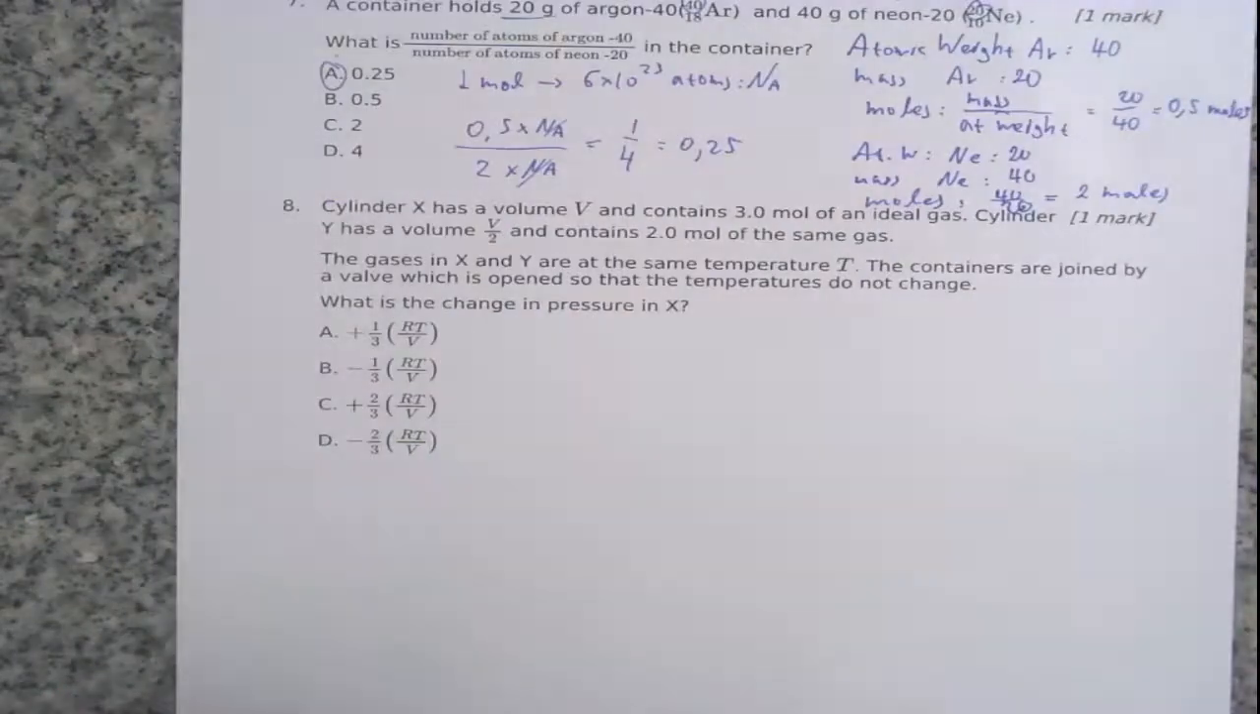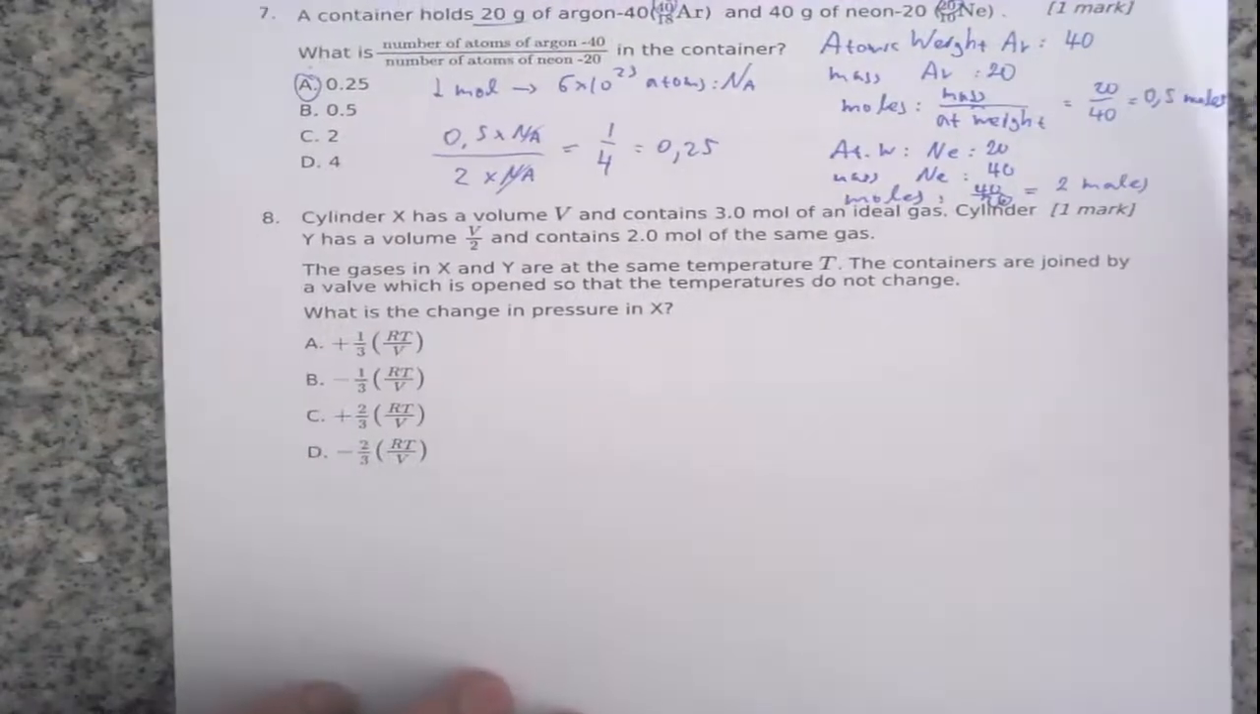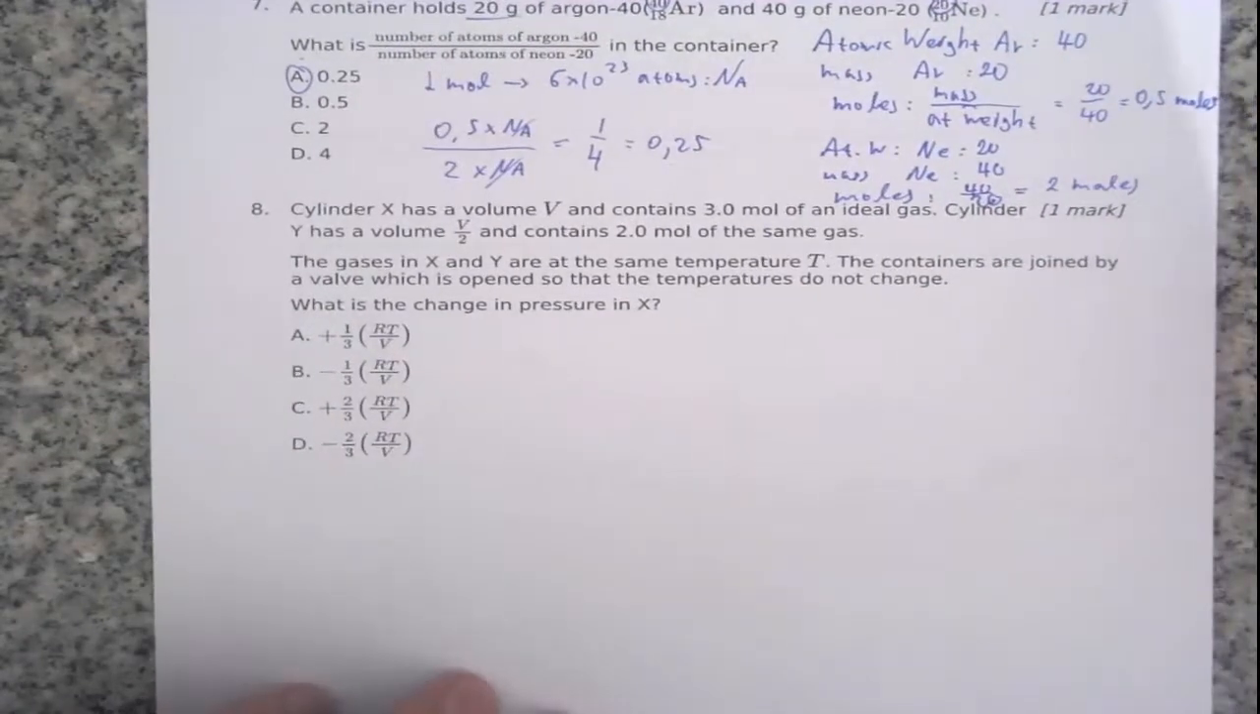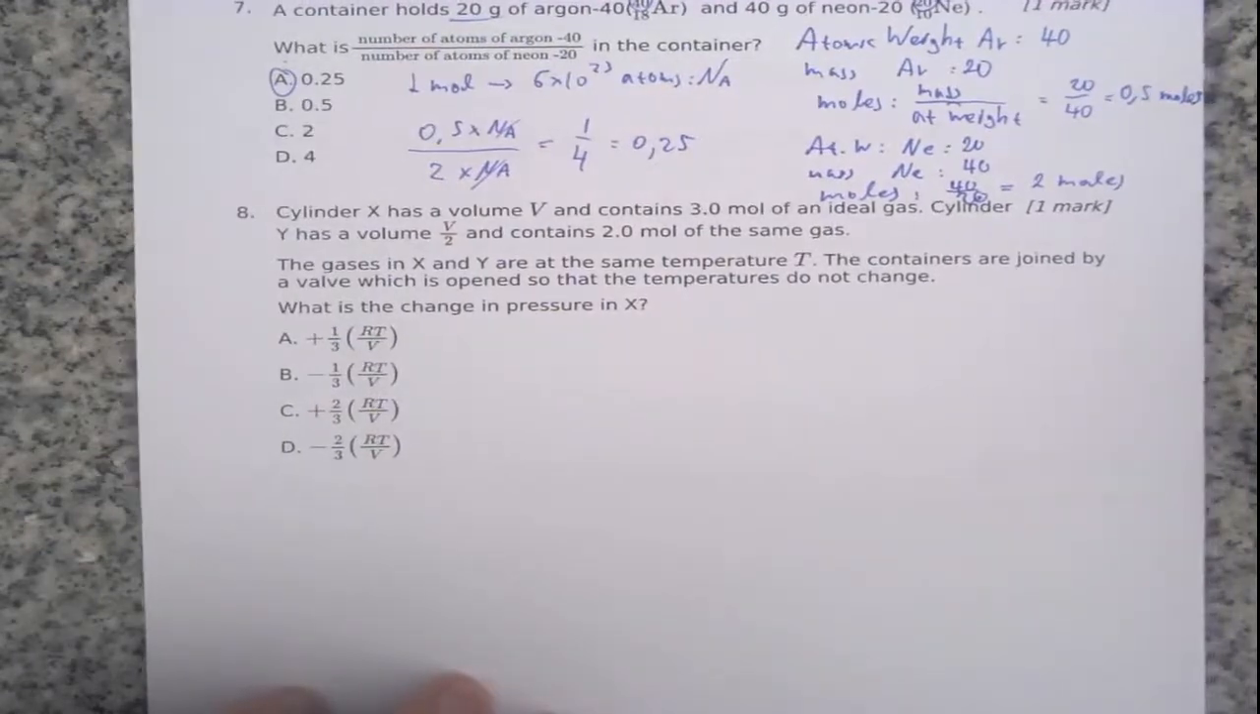Number 8. Now, number 8 says that you have a cylinder X that has a volume V and contains 3 moles of an ideal gas.